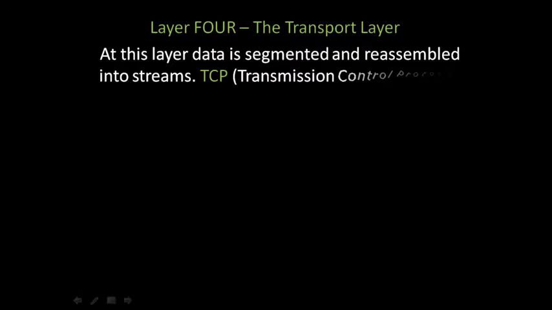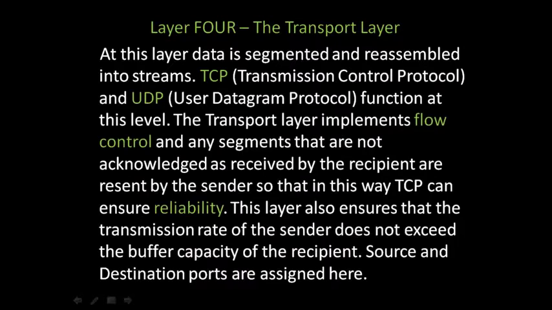At this layer, data is segmented and reassembled into streams. TCP, or Transmission Control Protocol, and UDP, User Datagram Protocol, function at this level. The transport layer implements flow control, and any segments that are not acknowledged as received by the recipient are resent by the sender, so that in this way TCP can ensure reliability. This layer also ensures that the transmission rate of the sender does not exceed the buffer capacity of the recipient. Source and destination ports are assigned here.